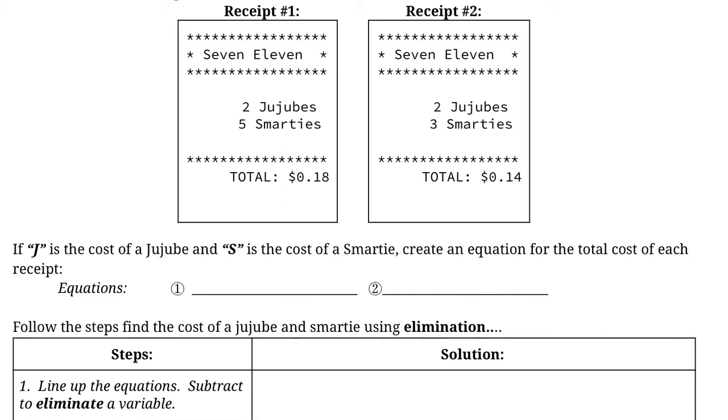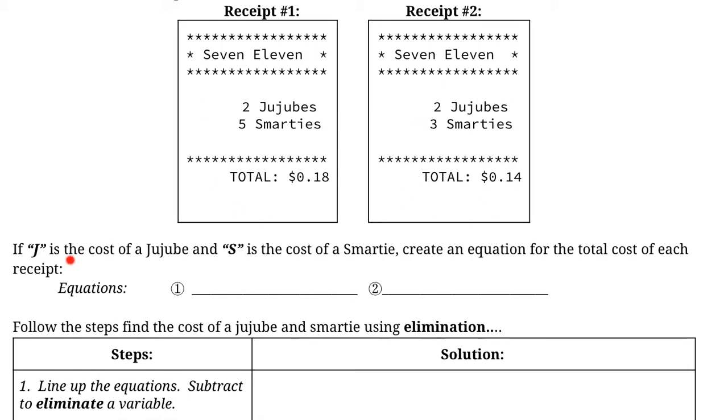This video is just going to be about solving some linear system word problems using elimination. So here we have two receipts and they're both from the same store. They're both from 7-Eleven. In the first receipt, we have 2 jubes and 5 Smarties, and the total cost is 18 cents. And in the second receipt, we have 2 jubes and 3 Smarties, and the total cost is 14 cents. So we need to create an equation for each receipt.